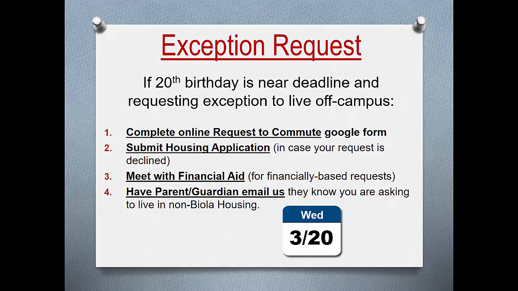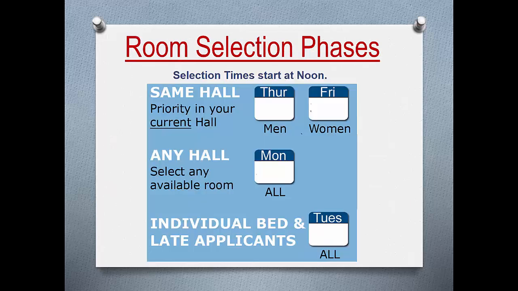There are 3 room selection phases: same hall, any hall, and individual bed. Same hall selection is for current residents that want to renew living in their same hall. If you applied and roommate matched, we will automatically include you in this process. Same hall selection for men begins at noon on Thursday, March 28th. Same hall selection for women is on Friday, March 29th, also at noon.